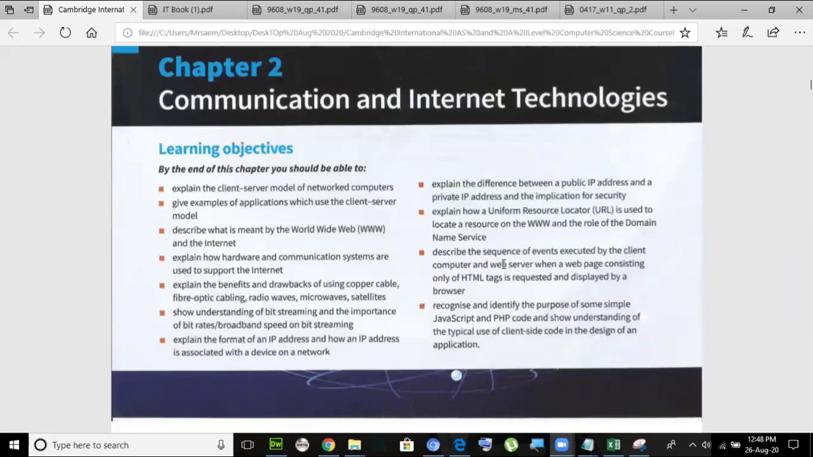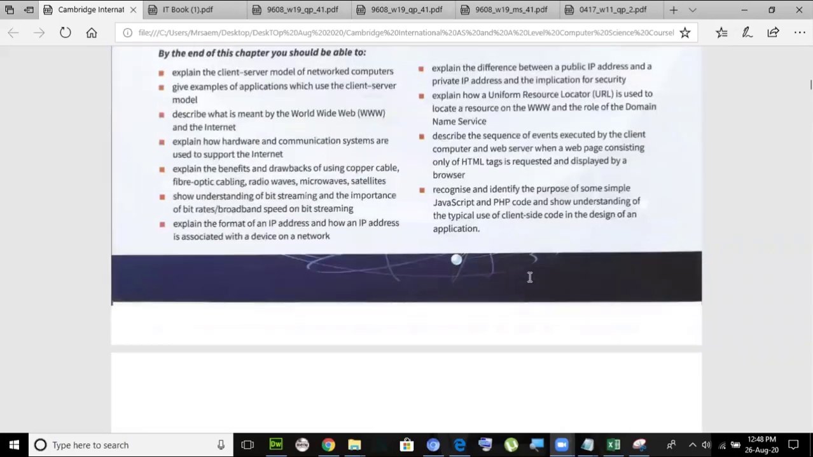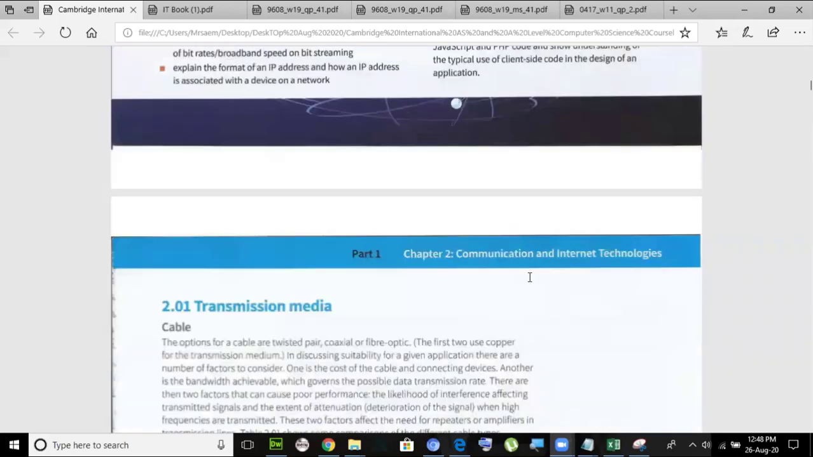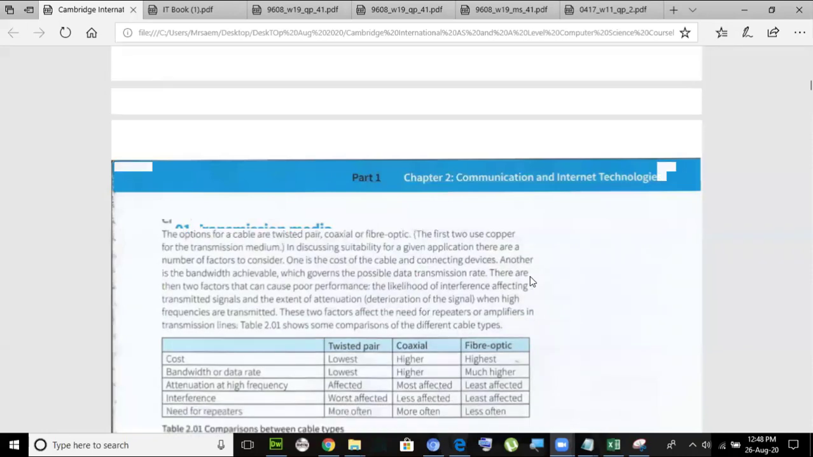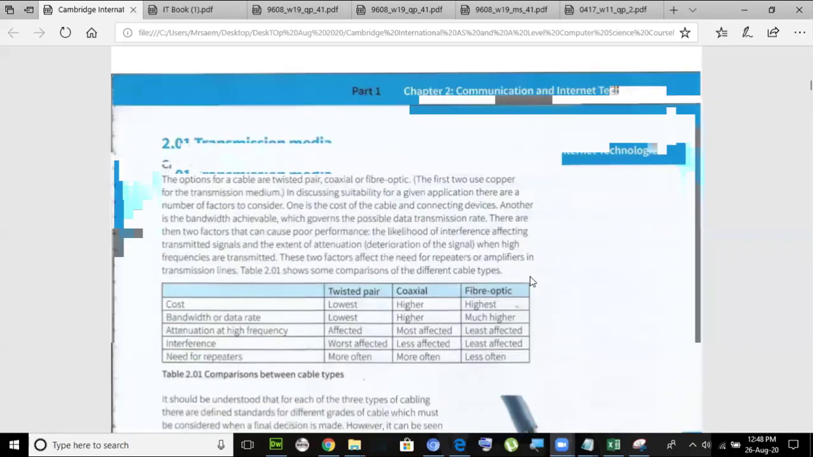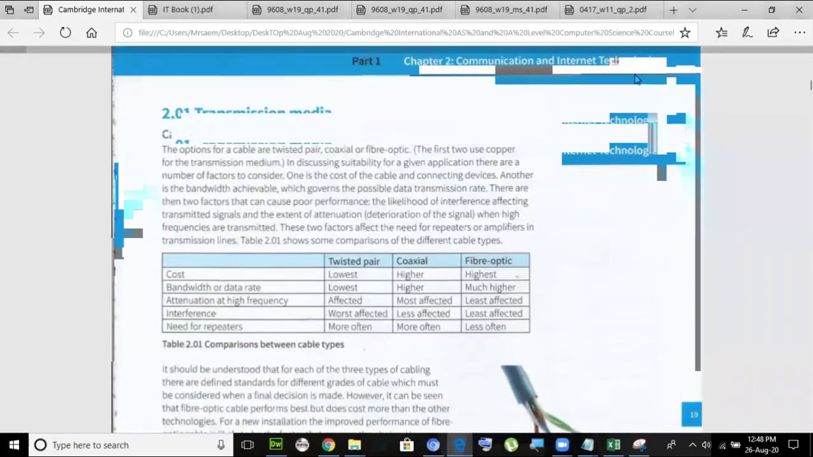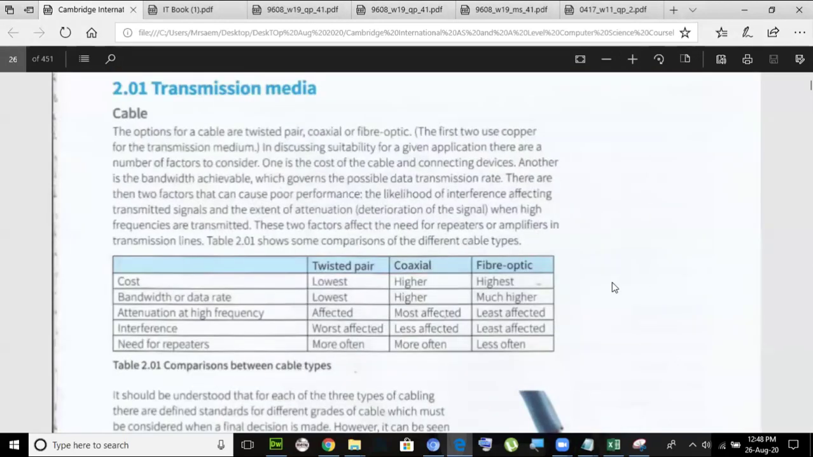Chapter 2, basically, many of the points over here you probably have learned before, but we will discuss in much more detail. Okay. 2.1 starts with the same typical thing. It's about the transmission media, which basically means what are the different mediums that are used for communication within a local area network, within a WAN, whatever sort of network that you may set up.